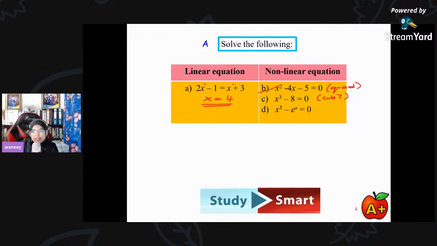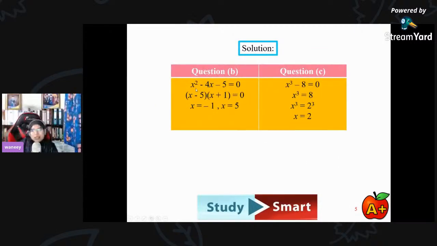Okay, so now let us see the solution. The solution for the second one, x squared minus 4x minus 5: we can factorize it to become (x minus 5)(x plus 1) equal to 0. So you will get two values of x, which is x equal to negative 1 or x equal to 5.